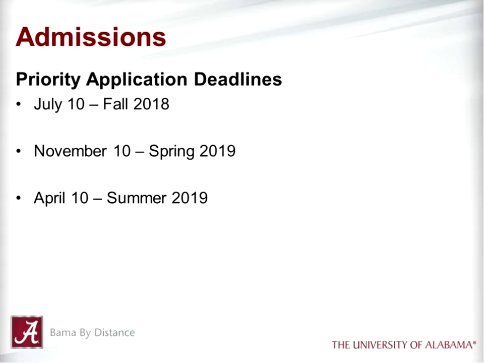So, priority deadline: if you see that first one for the fall, July 10th is tomorrow. This deadline is important because it lets us know how our classes are going to look enrollment-wise, but we are taking applications after the 10th. I would encourage those of you who have not started an application for the fall to start now, especially if you need to take the GRE or the MAT.